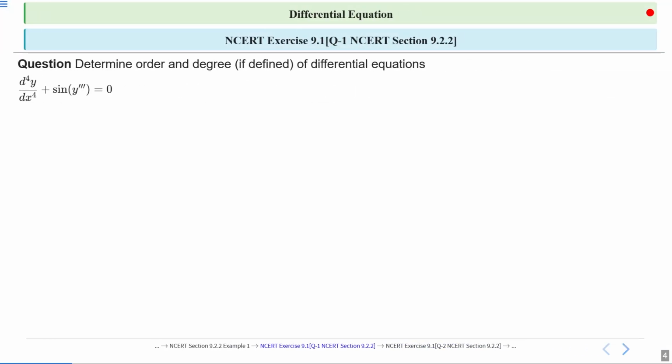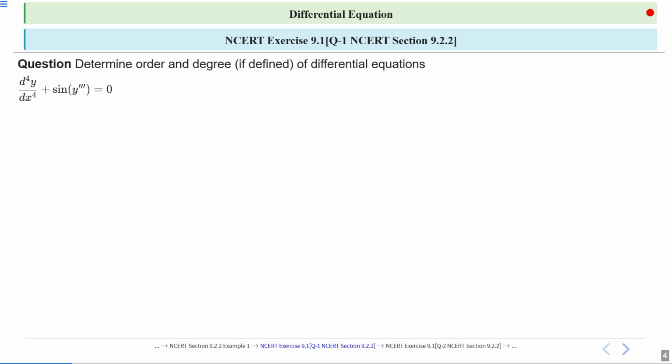So the first question is determine order and degree of differential equation d4y by dx4 plus sin y triple dash is equal to 0. So given equation is an ordinary differential equation. Why? Because there is only one independent variable x and one dependent variable, and y is only dependent upon x. So this given equation is an ordinary differential equation with one independent variable.